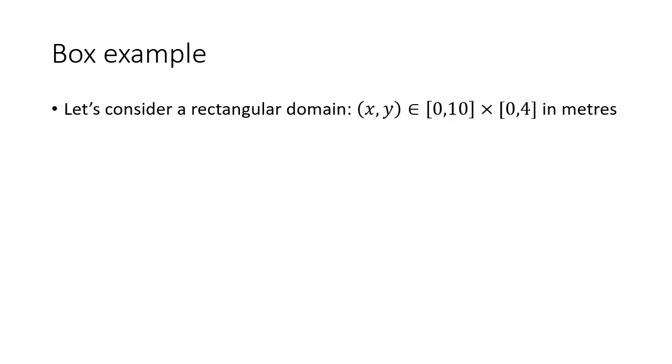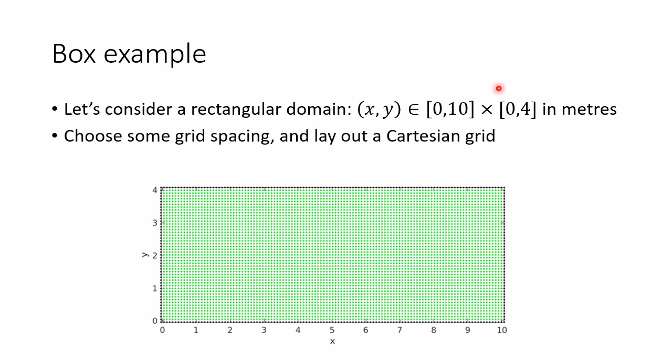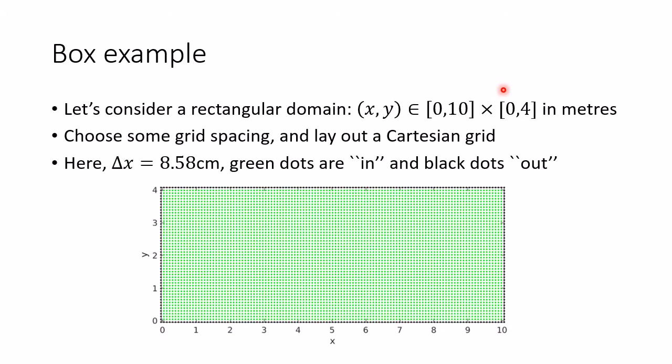So let's put this into practice with a very toy example. We'll consider a box in 2D, a rectangular domain, 10 by 4 meters. I've chosen some grid spacing, and I've laid out a Cartesian grid of points. So this box is oriented with the Cartesian grid, which is convenient. Now, the first thing we need to do is figure out which points are inside the box and which points are outside. That's very simple because it's a box. Here the green points are inside and the black points are outside.